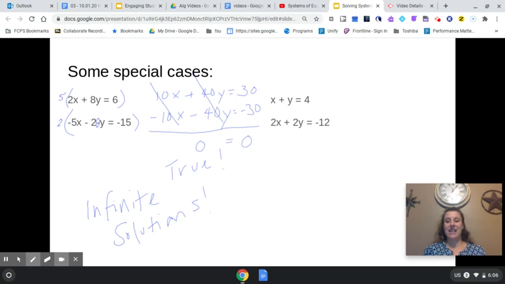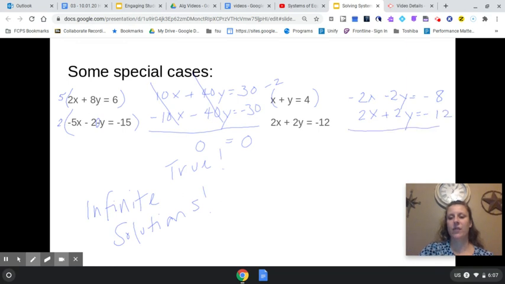Okay, next example, we're going to multiply the top equation by -2. We get -2x minus 2y is equal to -8. Bottom equation, I am just going to pull over. No multiplication is necessary there. So if we add them up, -2x plus 2x eliminates.